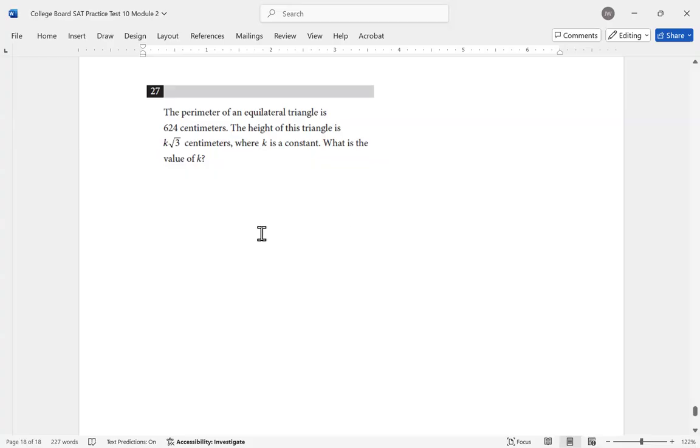So this is one where I like to draw what's going on. But before I do that, since the perimeter is 624, since equilateral triangle means all sides are the same, that means each side is going to be length 208. That's 624 divided by 3. So each side is length 208, and then we'll use that in my drawing. So I'm going to draw that and then dump it into this Word document here.